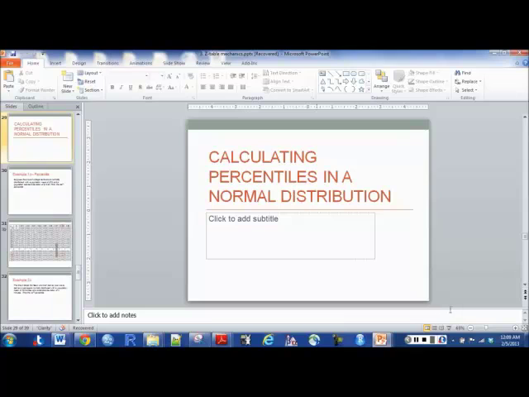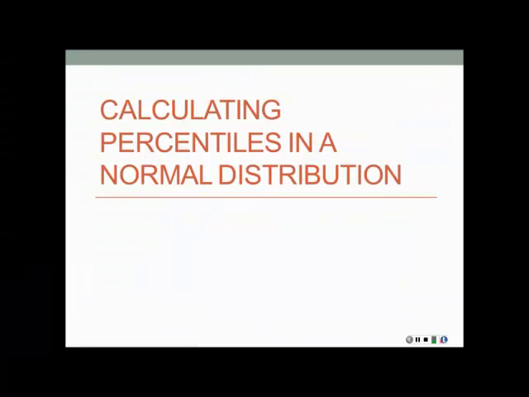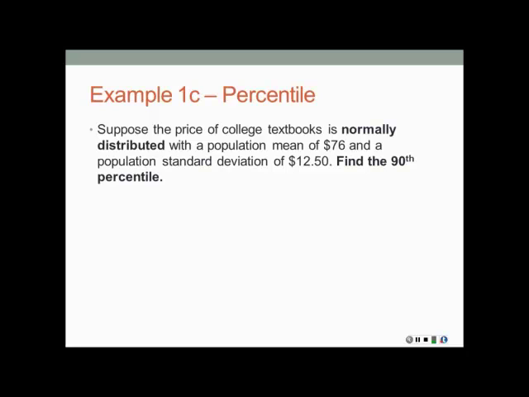Okay, in this section we want to look at calculating the percentiles in our normal distribution. So for example, if you get a test score back and it says you're in the 90th percentile, that means that 90% of people who took the test scored lower than you did. So now we've got those college textbooks again, mean of 76 and a population standard deviation of 12.5. So now we're going to find the 90th percentile, the price below which 90% of the books fall.